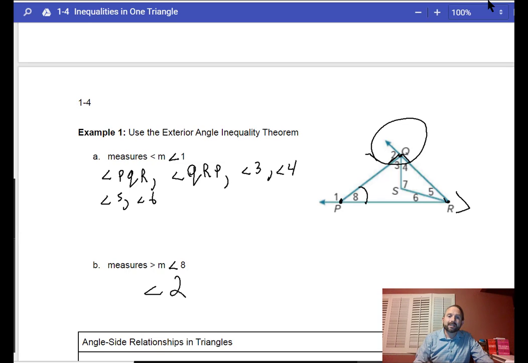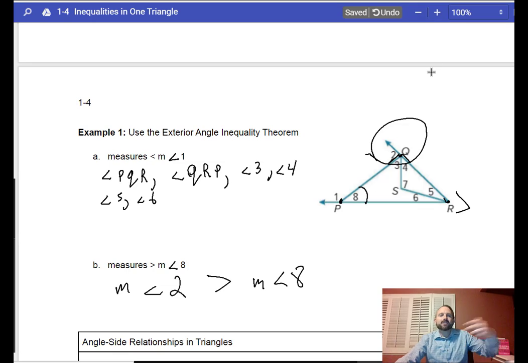And so if we look right here, we see angle 2 right here. Angle 2 is the exterior angle. So angle 2 is going to be bigger than PRQ as well as angle 8. So the measure of angle 2 is greater than the measure of angle 8. All right, that's it. Let's go on.